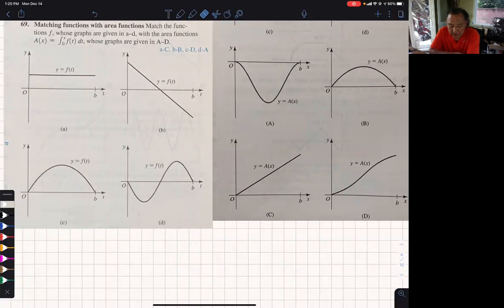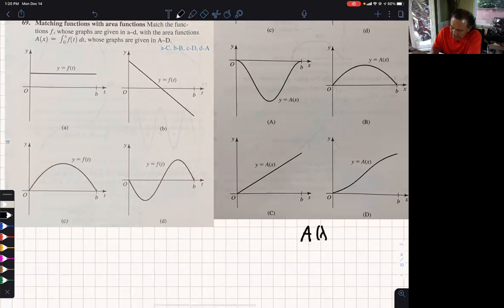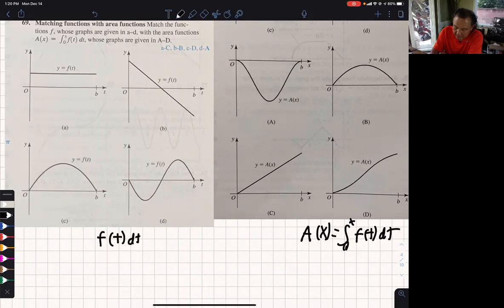This is 5.4, number 69. So on the left, we have our function f of x. And then on the right, we have the area functions. So this is the area function. And this is our original function. Oops, no dt, just f of t. And so my goal is to figure out which one here matches with this one here.